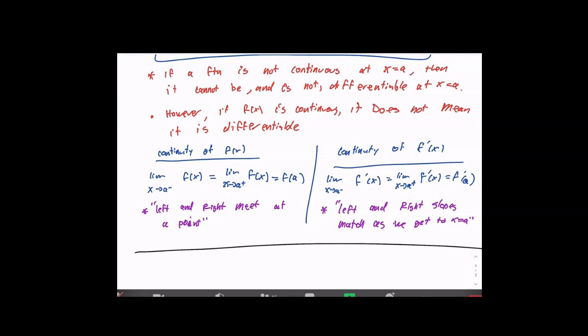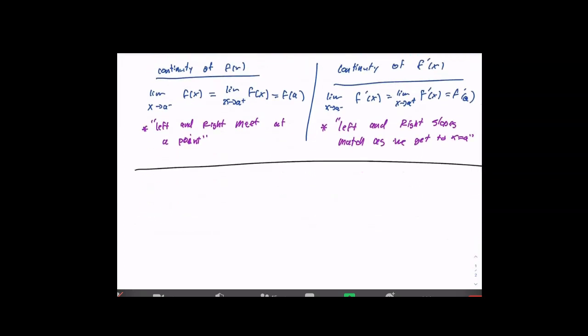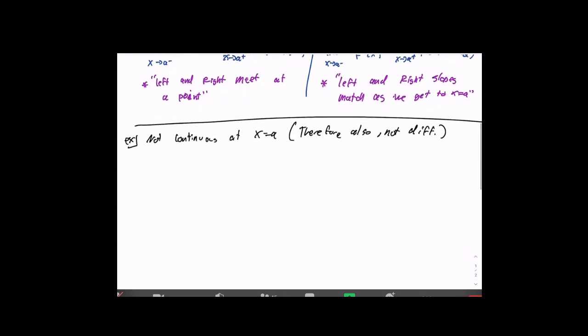Okay, so let's look at some examples. The following are not continuous at x equals a, and therefore also not differentiable. Put "not diff." Okay, so these are examples, and you've already seen this. We talked about continuity. There are three types of instances that are not continuous.